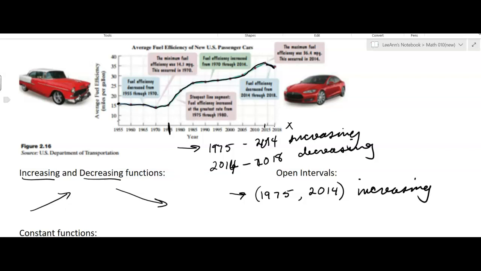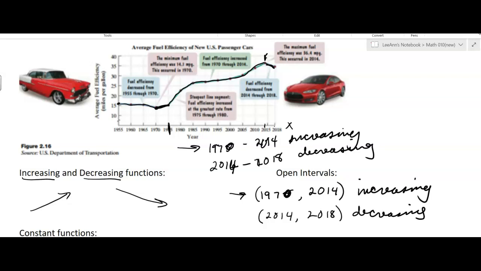You know what? I guess it's actually increasing from 1970. Let's change it to 1970. It wasn't going up as much, but it was going up, right? Okay, so that's what's going on there. And then it looks like it tops off right there at about 2014. So you could do another open interval. Open just means that you're using the parentheses because you're not including the point where it's actually changing. So from 2014 to 2018, it's decreasing.